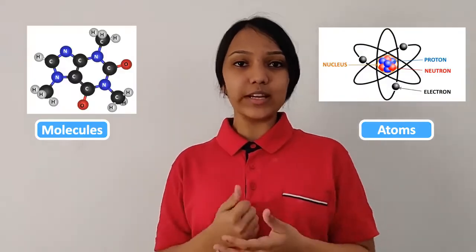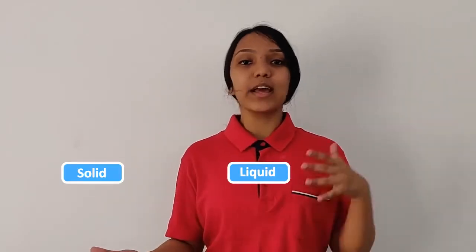Hello everybody, let us discuss some basic concepts of chemistry in this video. We know that more or less everything around us is made up of constituents of matter like atoms and molecules, right? Now what is matter? Matter is something that has mass and occupies some space. And this matter has three different states: solid, liquid and gas.